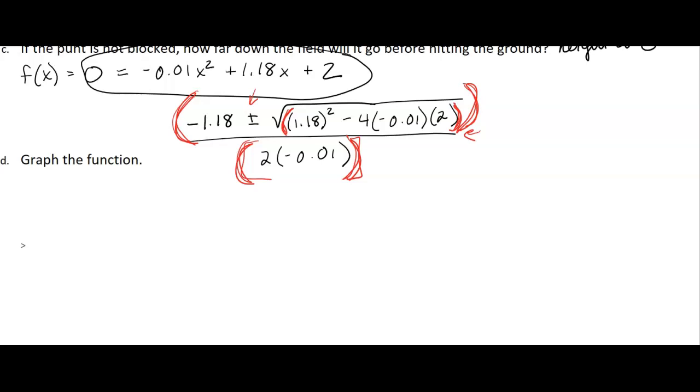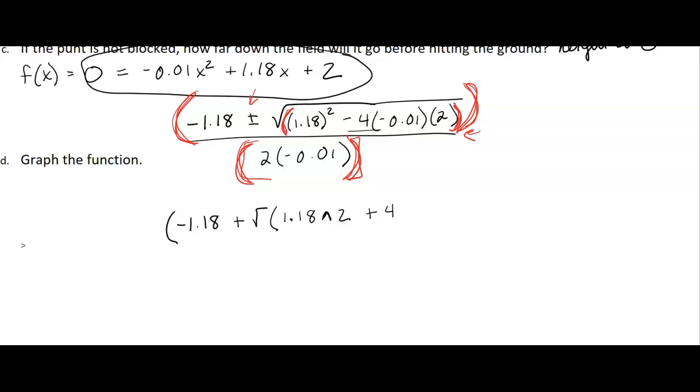You're going to say parenthesis, negative 1.18. We'll do the addition case first, plus, and then square root. If your calculator's like mine, it opens a parenthesis. You can put 1.18. And then mine has a square button, but you can go exponent 2. And then I went ahead and made this plus because I've got a negative times a negative here. 4 times 0.01 times 2. Oh, you know what? I'm sorry. I was doing the keystrokes for you.